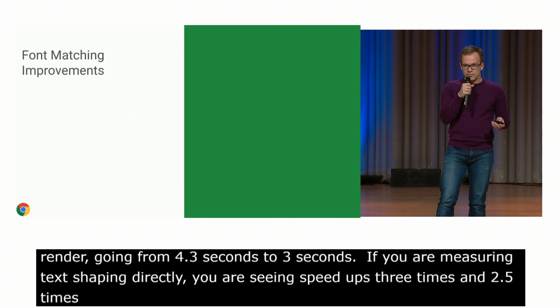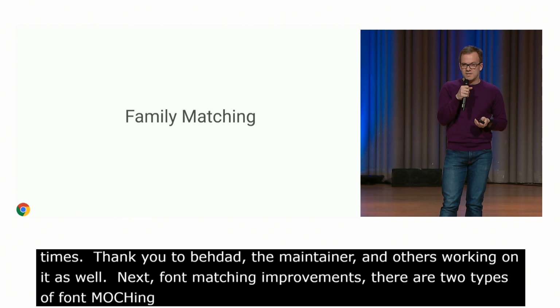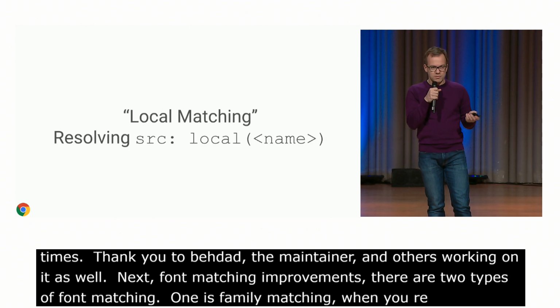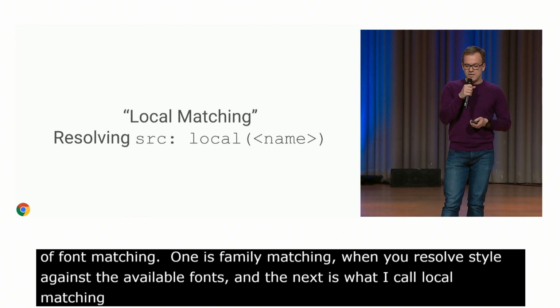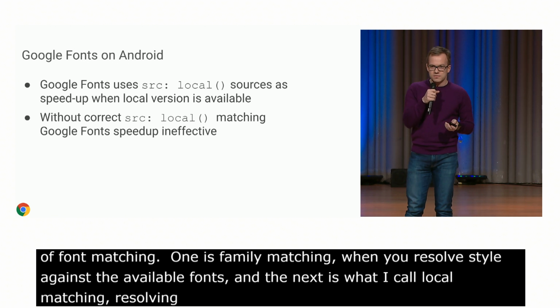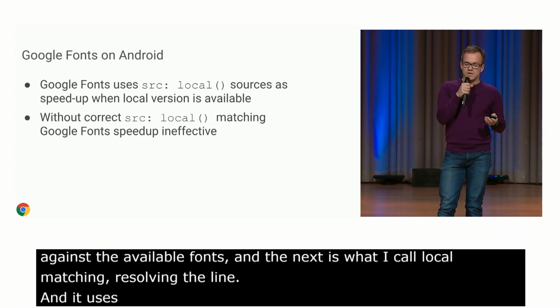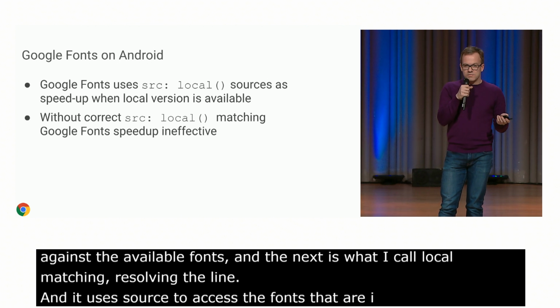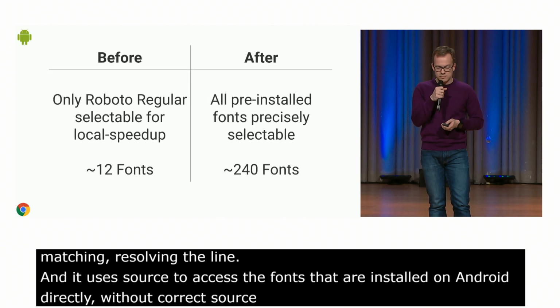Next, font matching improvements. There's two types of font matching in Blink. One is family matching, so when you resolve style against the available fonts. The second one is what I would call local matching, which means resolving the source line of a font face declaration. Google Fonts on Android uses source local as an optimization to access the fonts that are installed on Android directly. Without correct source local matching, those installed fonts cannot be correctly used.